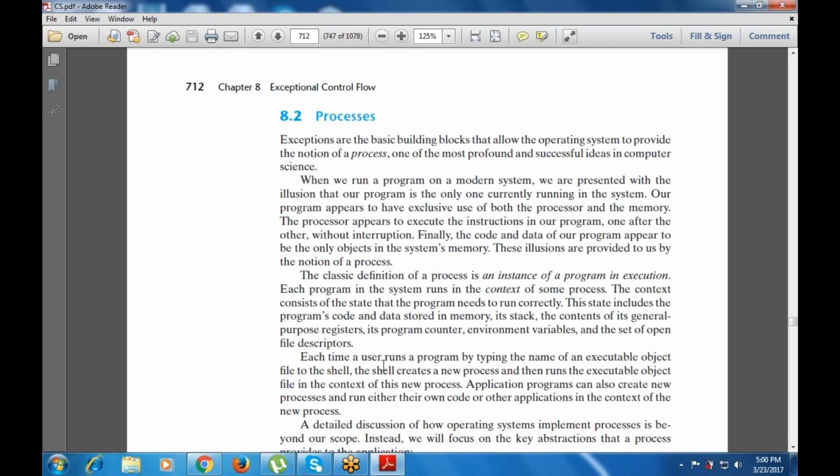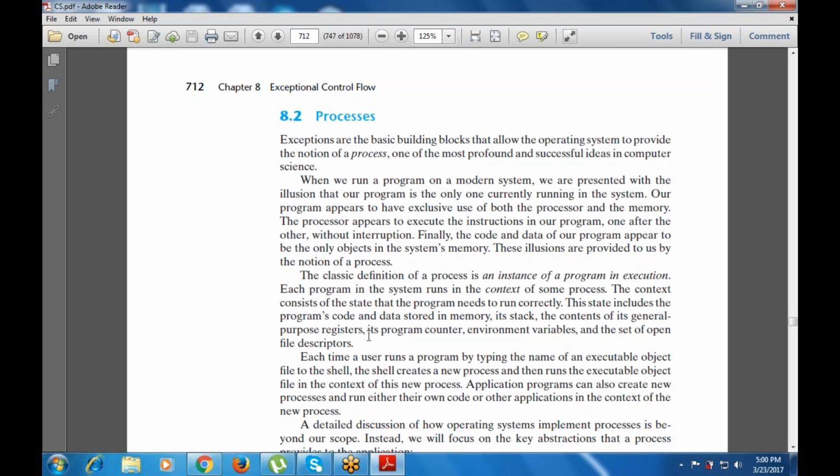Next is processes, which I'm going to take in the next class, tomorrow's class. If there are any doubts, any confusion, anything that you want to ask, please ask. Today we have finished exceptions and the various types of exceptions, and in tomorrow's class I'm going to take the process.